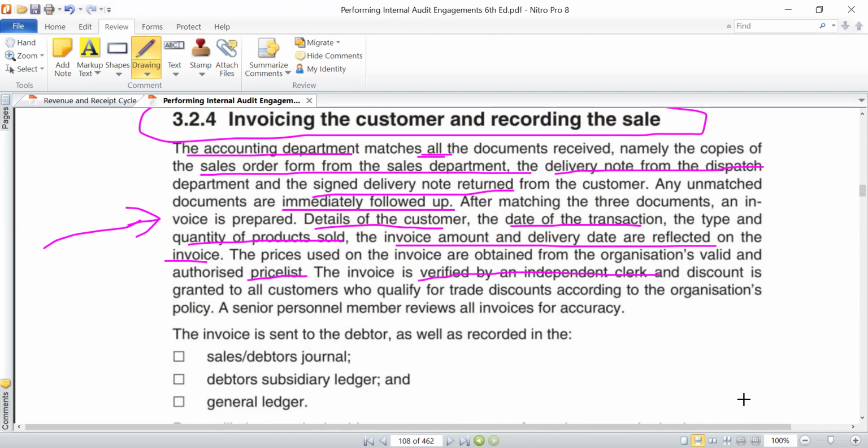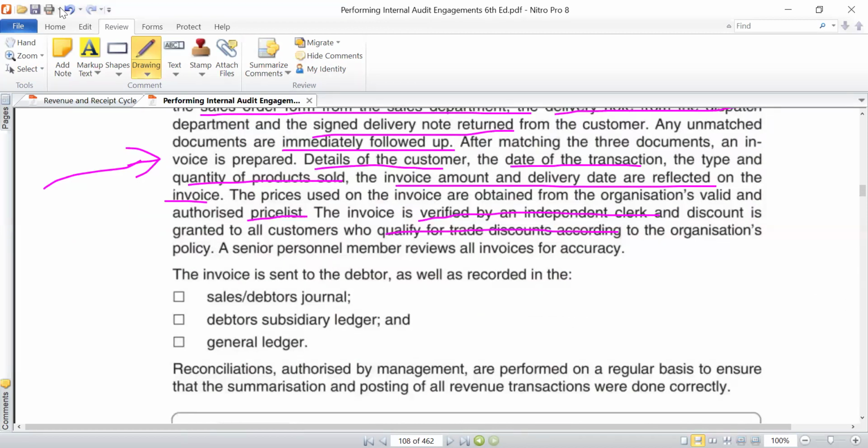And if there are any discounts to be given to the customer, they also have to be taken into account, especially where there are early settlement terms or an early settlement agreement with the customer. Now, yes, all of these things have been prepared, and invoices sent.